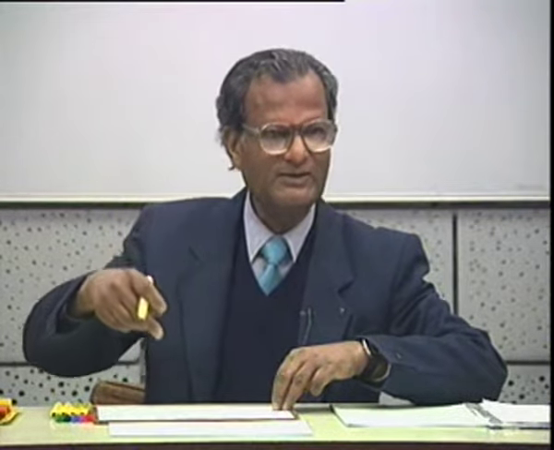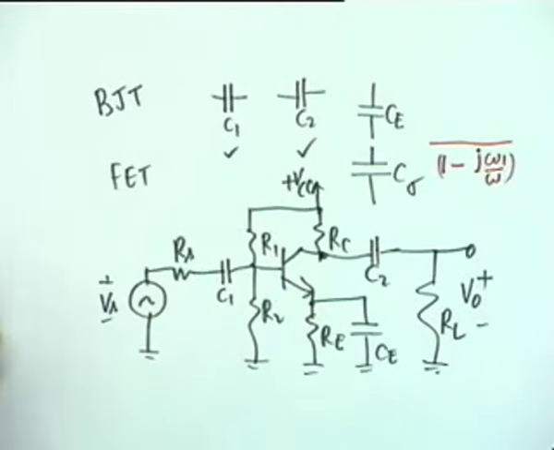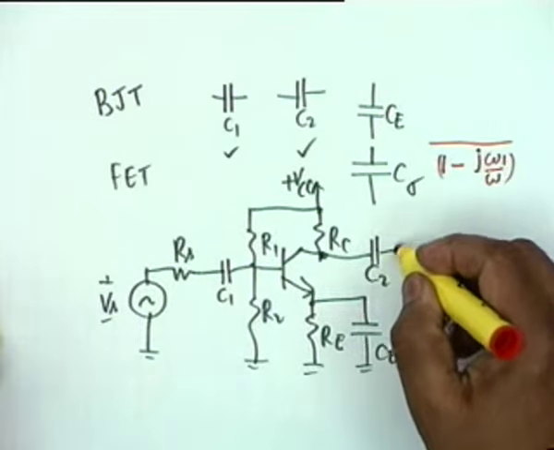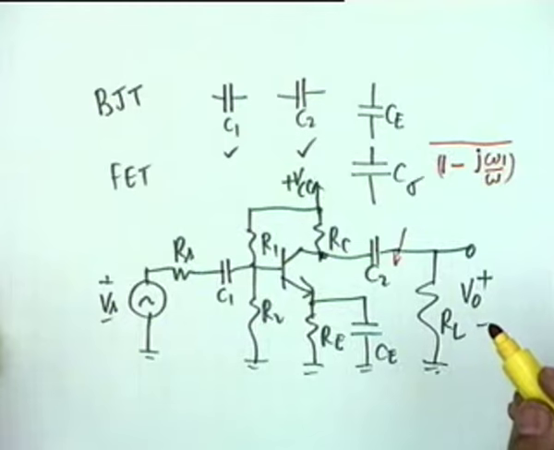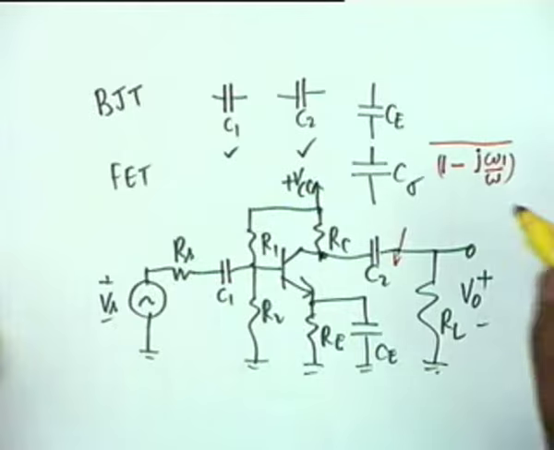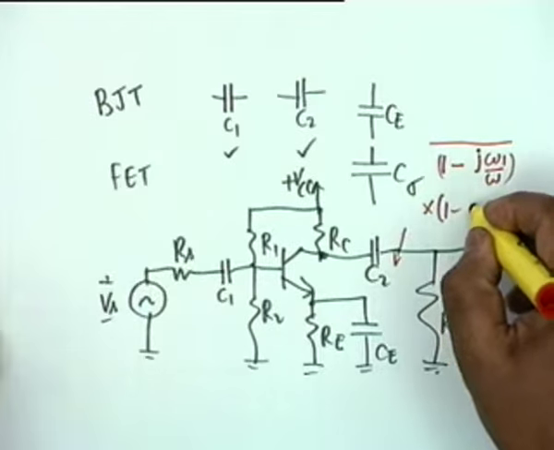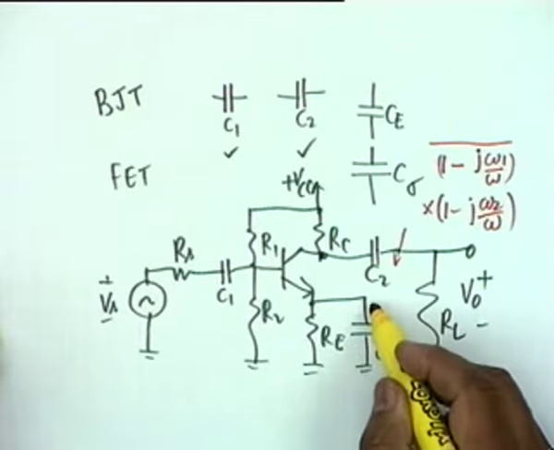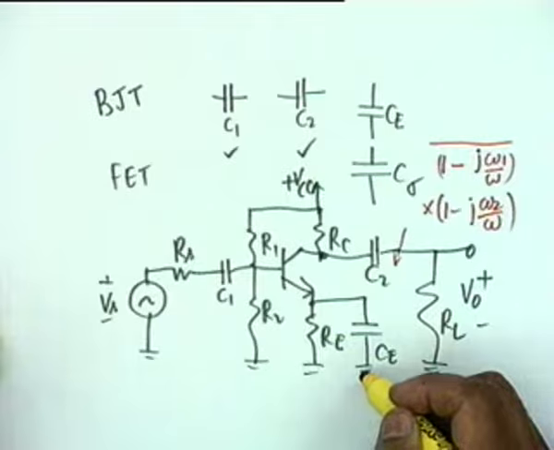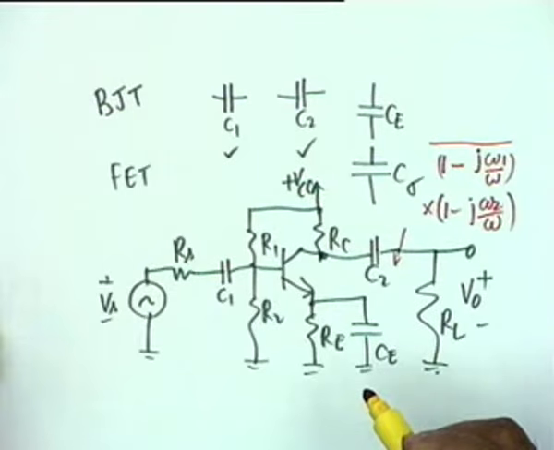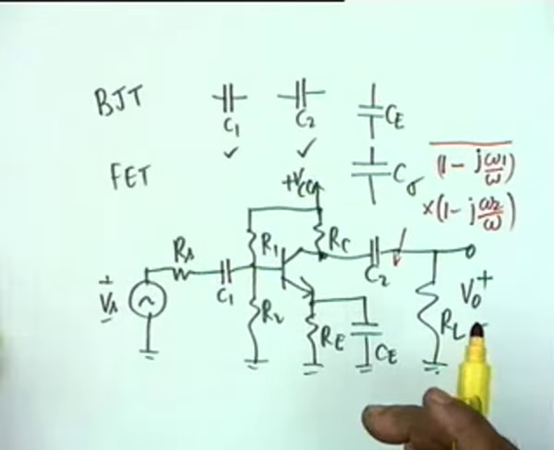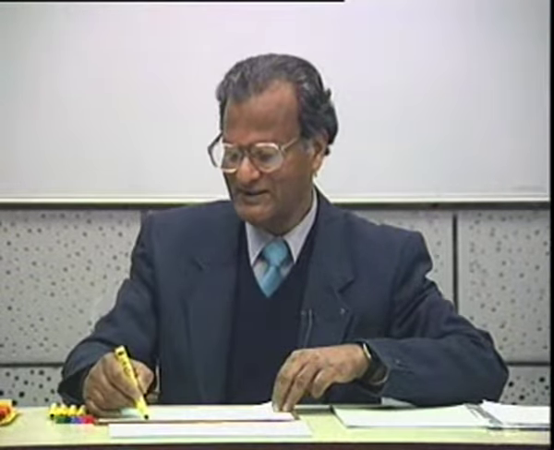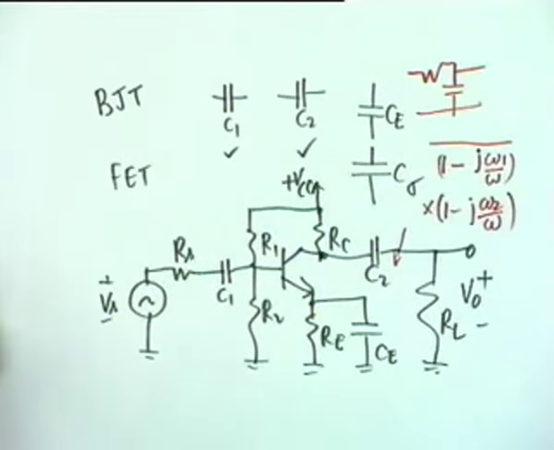Series C and shunt R, this is the kind of factor that you get, 1 minus j omega 1 by omega. Alright. Similarly, due to C2, which also blocks DC, there shall be another high pass effect, and therefore we expect another term 1 minus j omega 2 by omega, alright, due to C2. But due to CE, CE comes in shunt, and therefore it shall have a low pass effect. CE comes in shunt, okay, series resistance, shunt capacitance, this is a low pass effect.